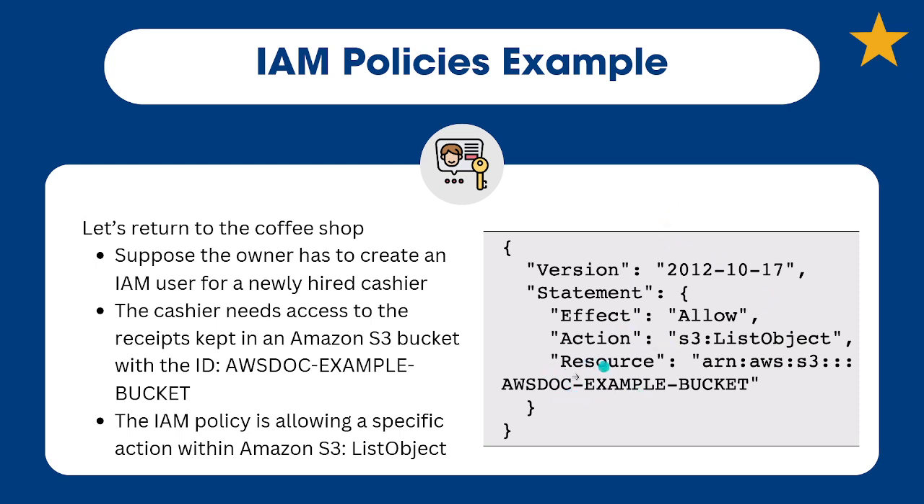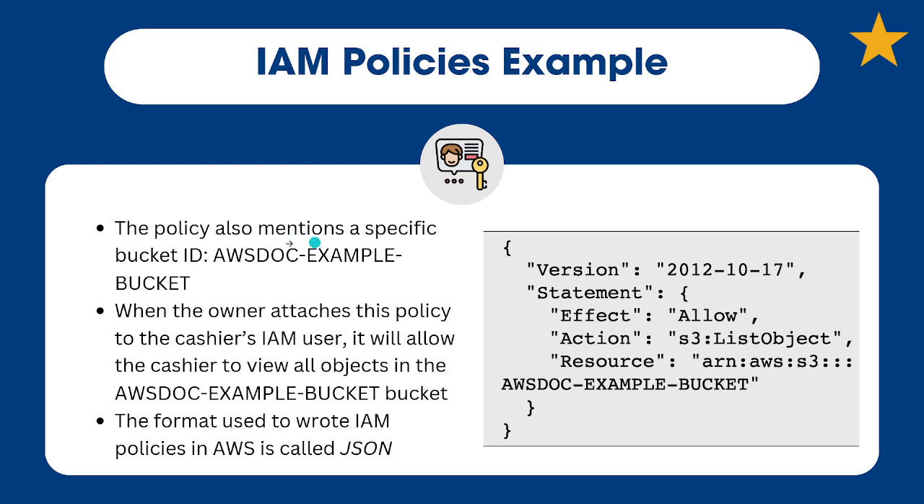So here's the resource name. We have S3, the name of the actual bucket. We only want to give them permissions to do this action. List object means they'll be able to see the objects inside the bucket. They'll be able to list them out. And then effect means allow. And then we see the version of this policy, etc. So the policy also mentions a specific bucket ID, so they're not going to have access to all the buckets, just this particular one. When the owner attaches this policy to the cashier's IAM user, they're going to be allowed to view all the objects in that particular bucket.